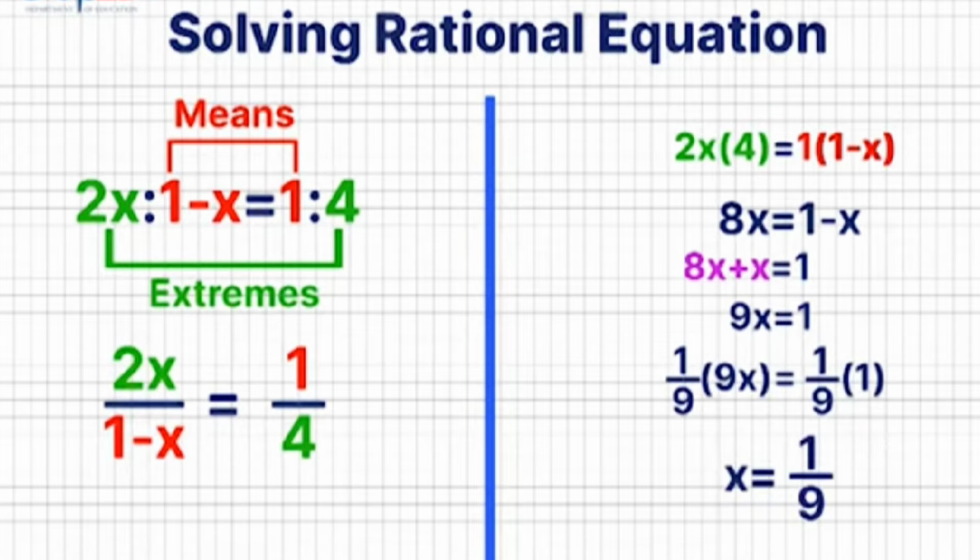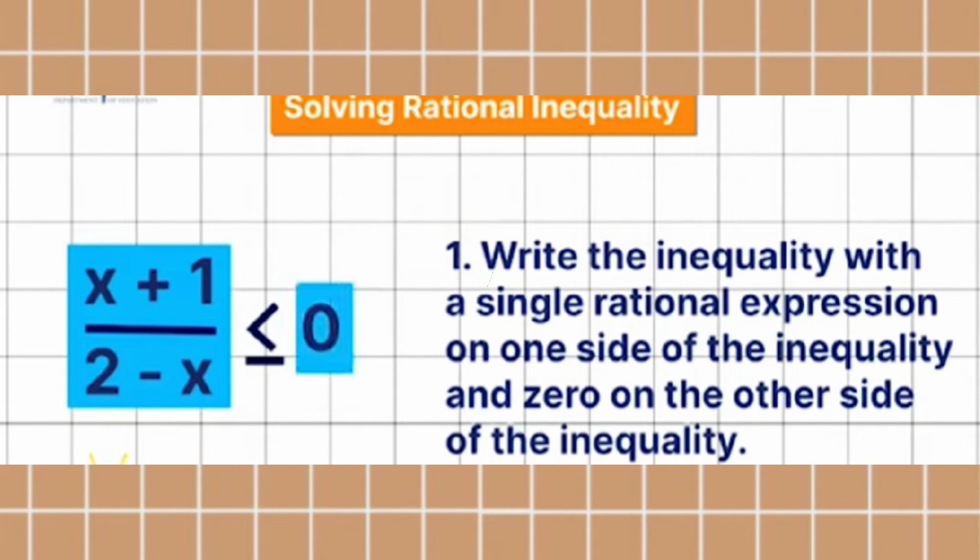To get the value of x, we use the multiplication property of equality. Multiply both sides of the equation by 1/9. Hence, we will have x equals 1 over 9. Let's move to solving rational inequality. Let us now try this rational inequality.